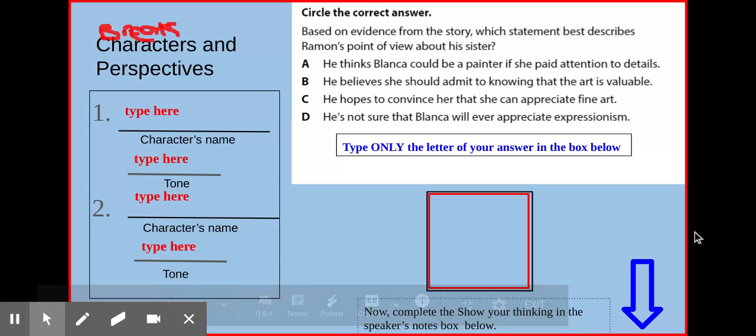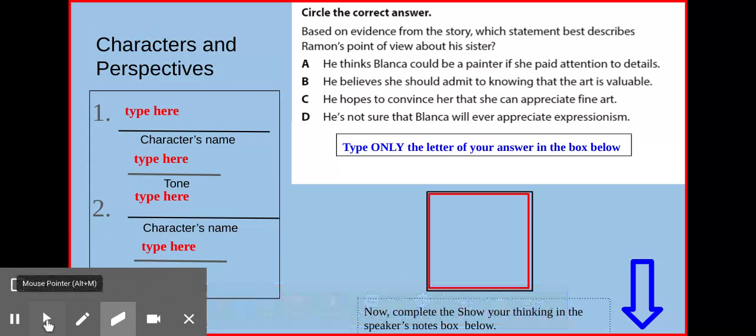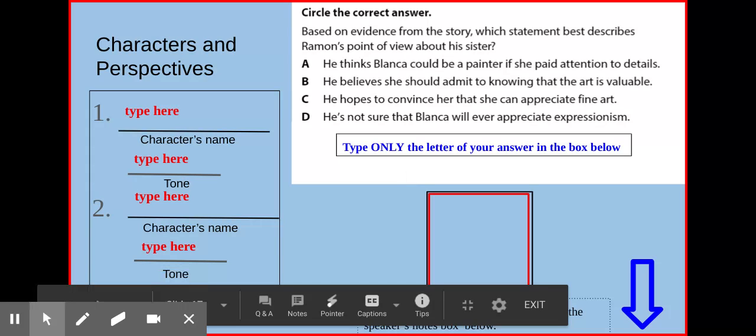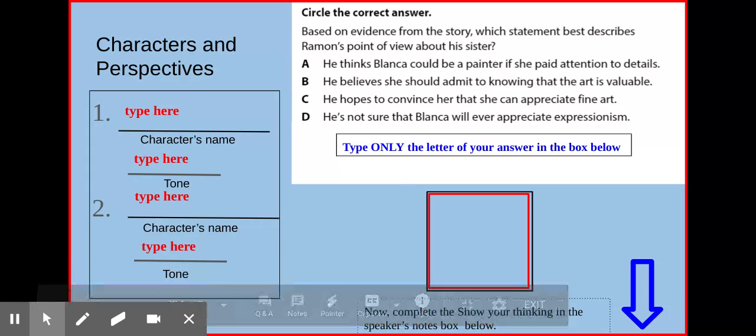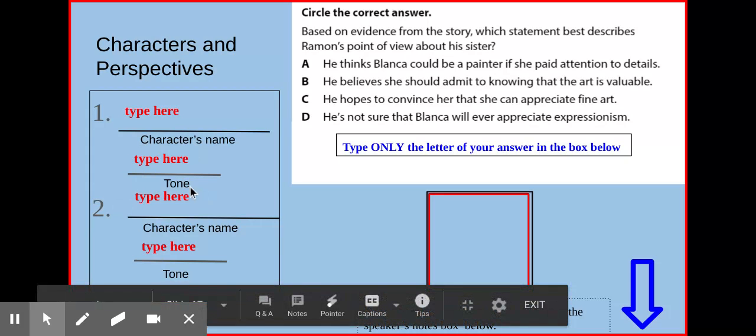So the slide that you're going to turn in is dealing with the characters and their perspectives. Before you even get to your question, you're going to type a character's name right here and then the tone that their point of view is in. And then for number 2, you're going to type the second character's name and come down here and type the tone that their point of view is in.